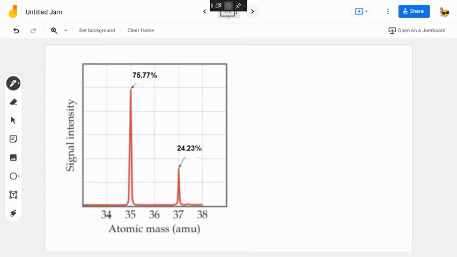You can see that down here we'll find the atomic mass. This particular isotope has an atomic mass of 35, and its intensity is 75.77%. So we're going to take 35 AMUs. Remember, sometimes AMUs is abbreviated U. And we'll multiply it by the signal intensity.